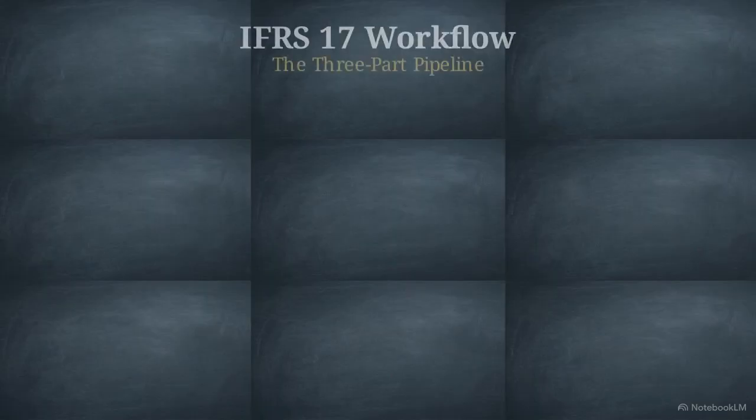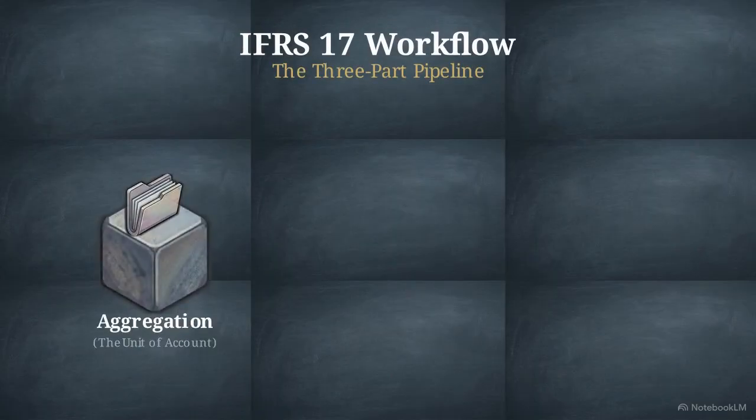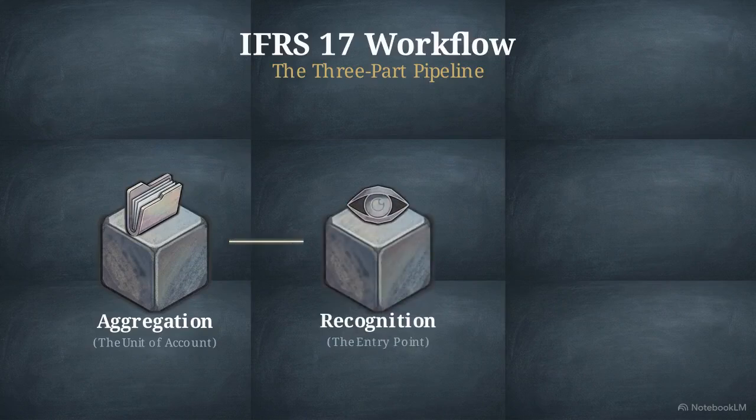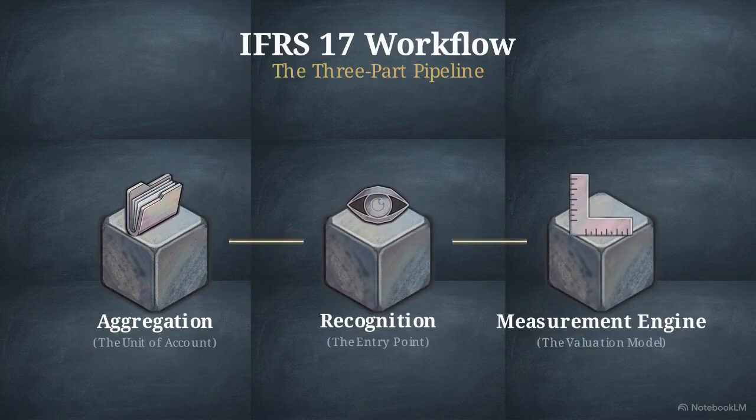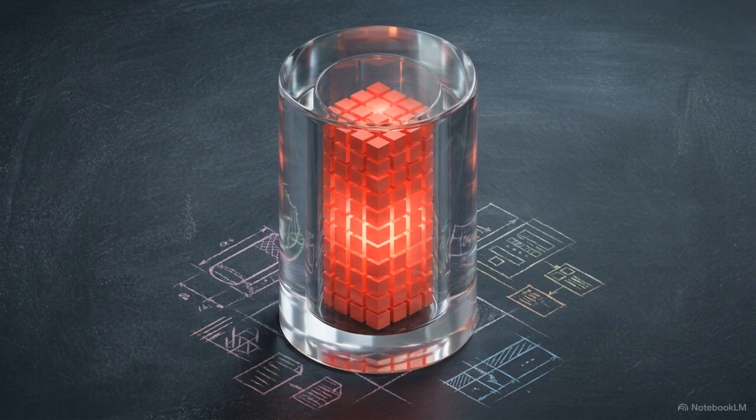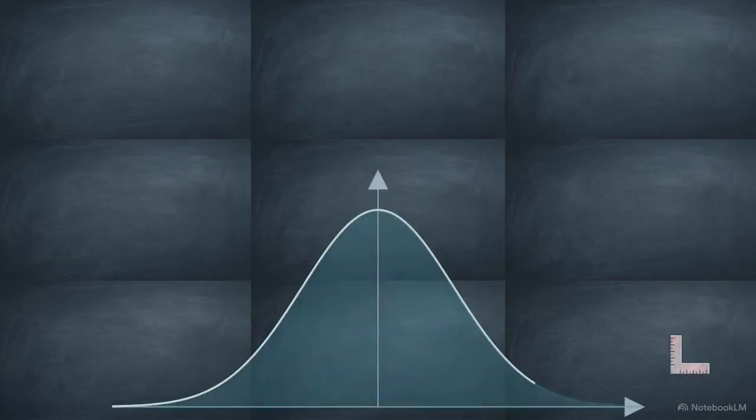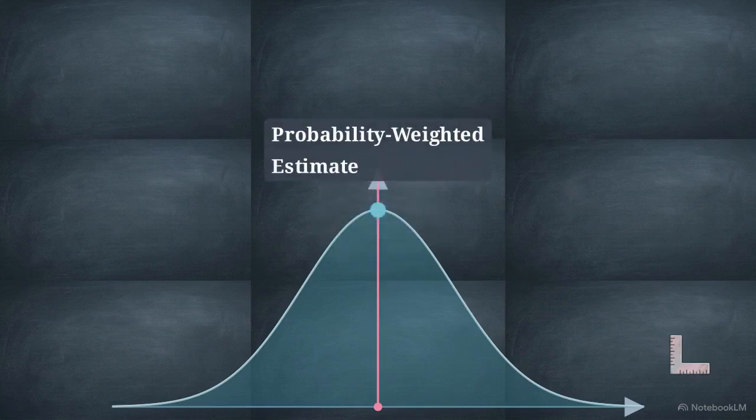To achieve this, the standard relies on a strict three-part pipeline: aggregation, recognition, and the measurement engine. This structure prevents companies from hiding risk. It ensures the financial statements reflect a probability-weighted estimate of the insurer's actual promises.